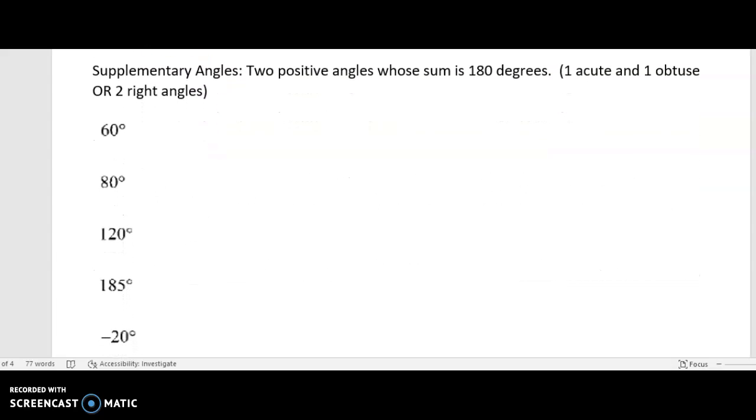Supplementary angles are, again, two positive angles whose sum is 180. So 60 plus 120 is 180. Both angles are positive angles, so that's okay. 80 plus 100. 100 is the supplement of 80. They're both positive, so that's a good answer. 120 plus 60, they're both positive.